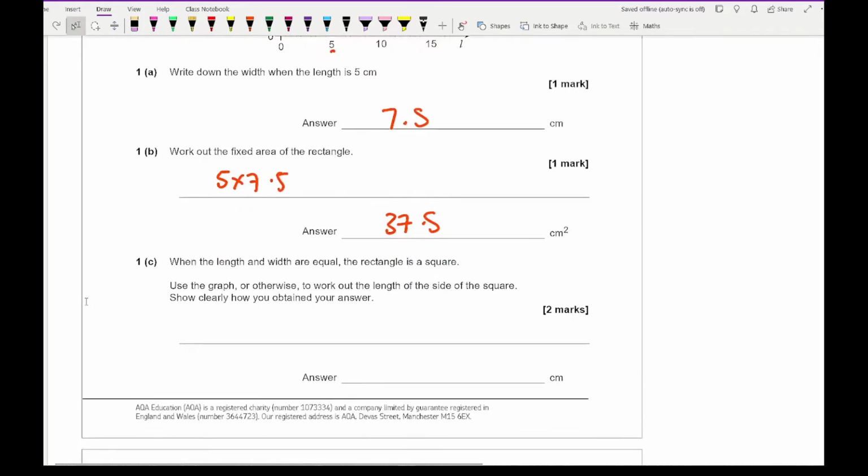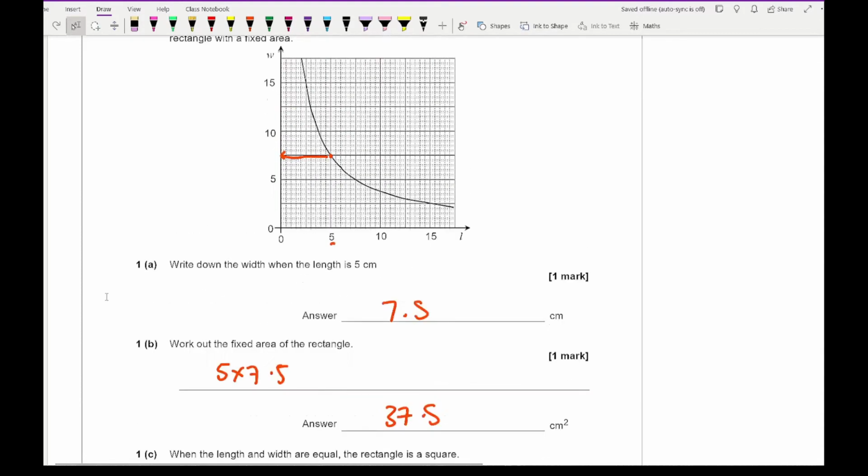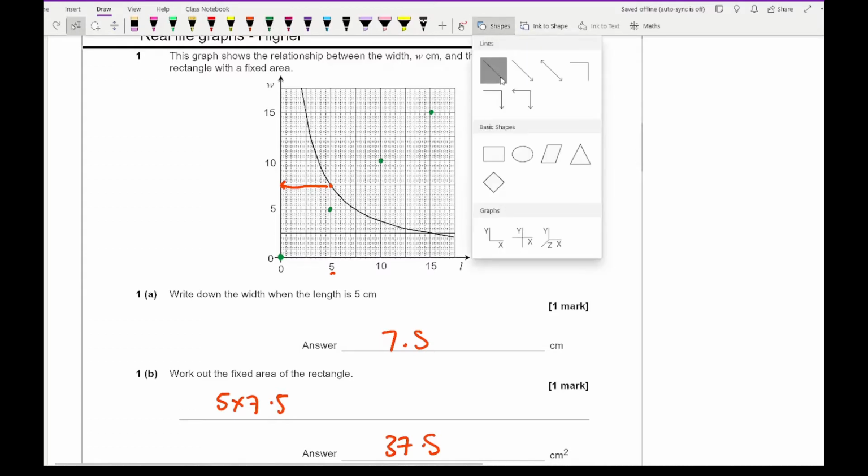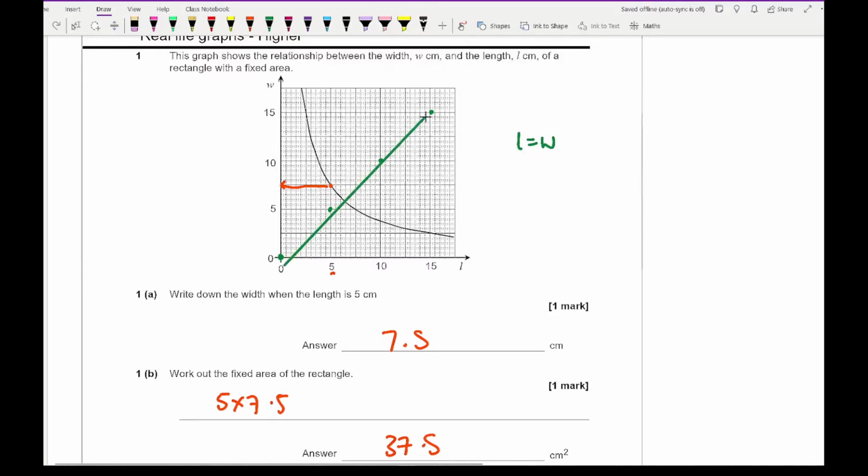And for C it says when the length and the width are equal, the rectangle is a square. Use the graph or otherwise to work out the length of the side of the square. Clearly show how you have obtained your answer. So for this, all we need to do is look for L and W, where they're both equal. So if we look at drawing L equals W, we look at 0, we look at 5, we look at 10, and we look at 15. And what I then want to do is to draw a straight line through those points and try and do it as accurately as possible.